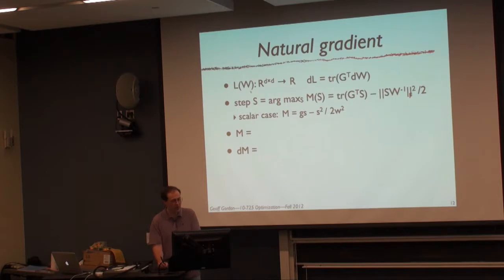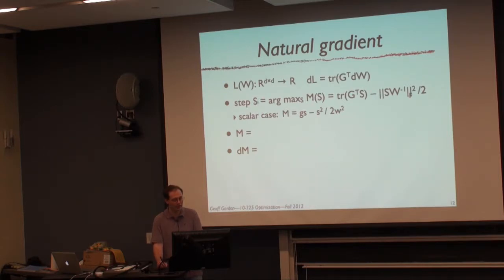So here it is. We have a scalar function of a matrix argument W, and we've written the differential as the trace of some matrix G transpose times dW, right? G here could be a function of W, but to make the notation simpler, I'm just keeping it G. What we're going to do is steepest descent, but with an adaptive norm. So we're going to use a different norm that depends on the current value of W.